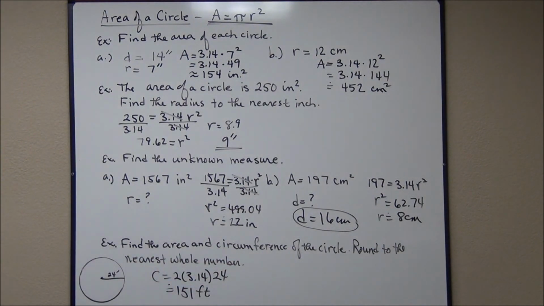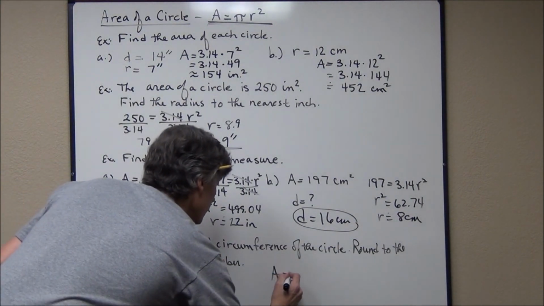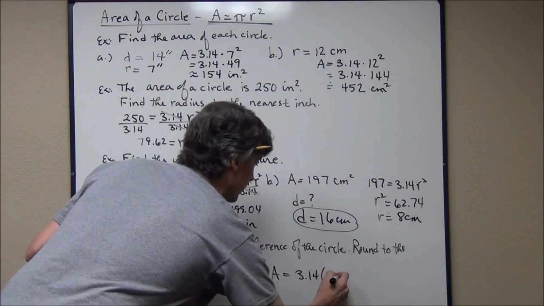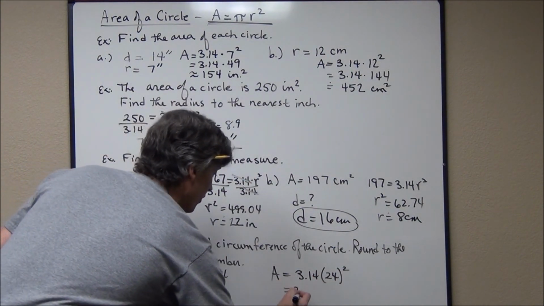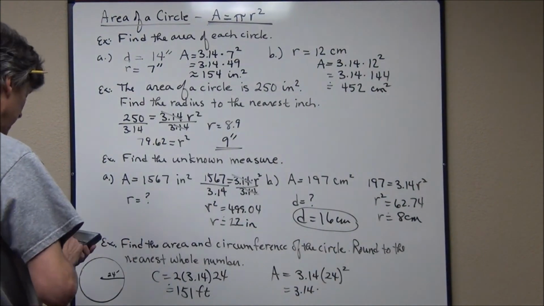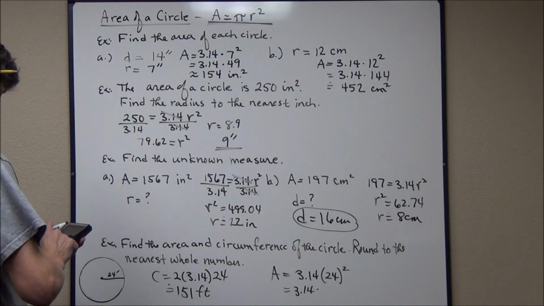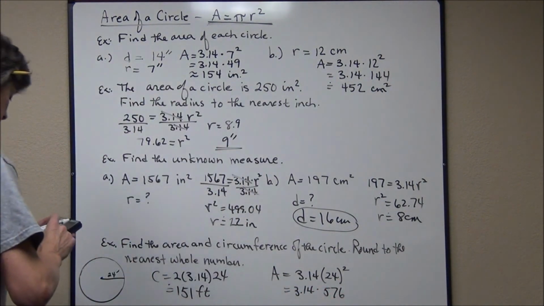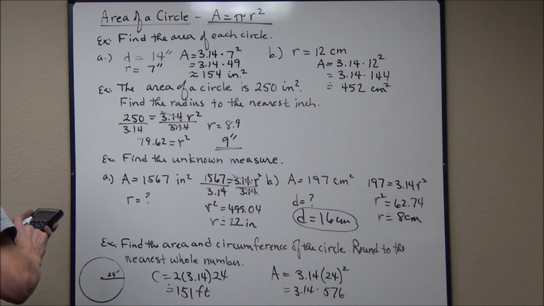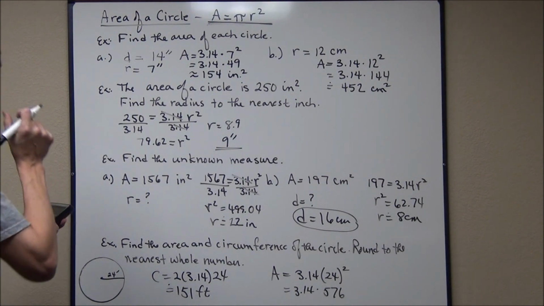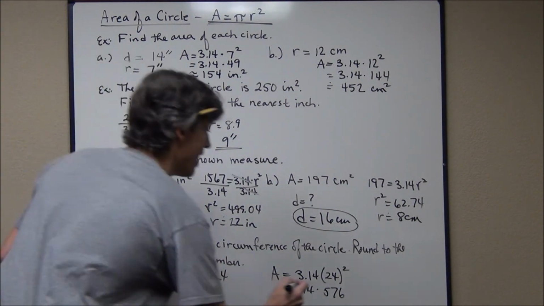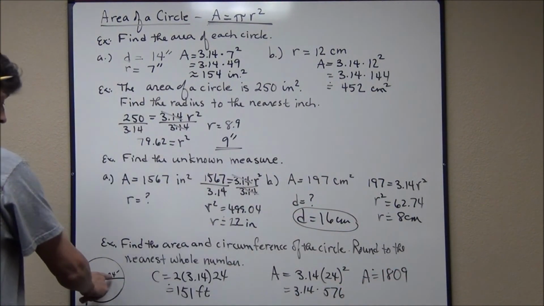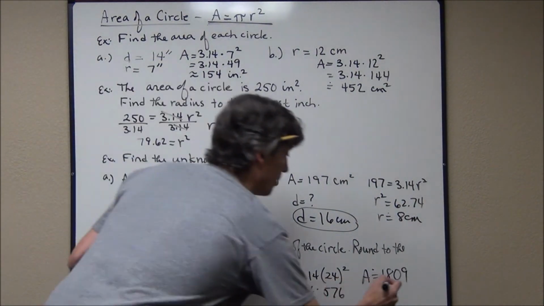Okay, not square feet, that's circumference. The area is 3.14 times my radius of 24, and that gets squared. So you square that first. 3.14 times, I think it's 576, but let me make sure. Yeah, 576, and then I'm going to multiply the 576 times 3.14, and round to the nearest whole number. This rounds up to 1,809. So the area is approximately 1,809 inches here, or excuse me, feet here, so this is going to be square feet here.